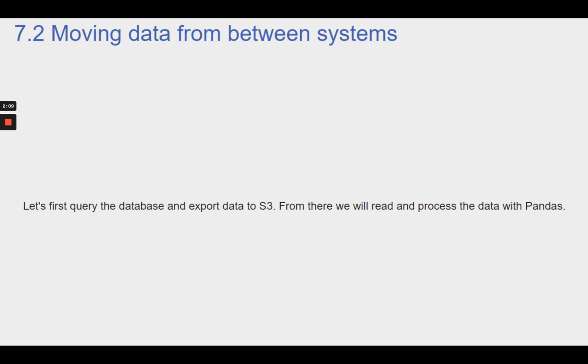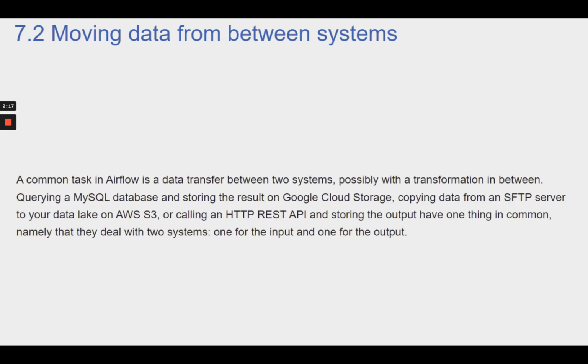Let's first query the database and export data to S3. From there, we will read and process the data with pandas. A common task in Airflow is a data transfer between two systems, possibly with a transformation in between. Querying a MySQL database and storing the result on Google Cloud Storage, copying data from an SFTP server to your data lake on AWS S3, or calling an HTTP REST API and storing the output have one thing in common, namely that they deal with two systems, one for the input and one for the output.